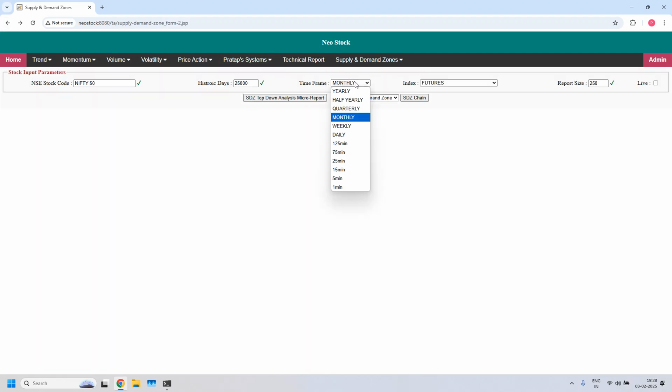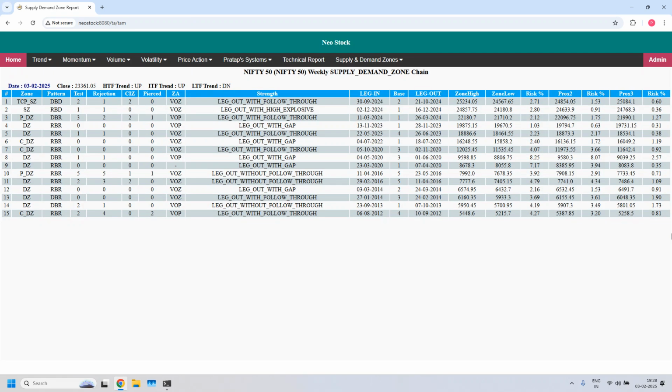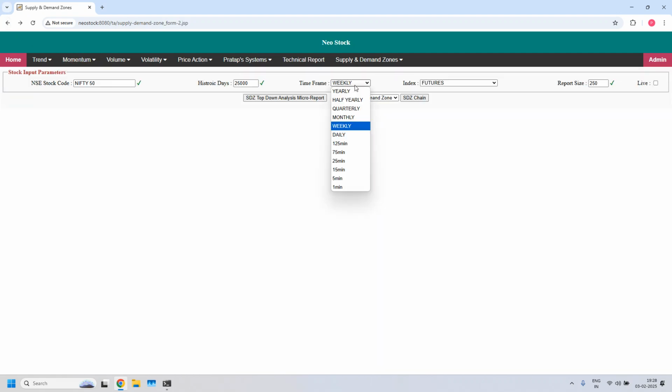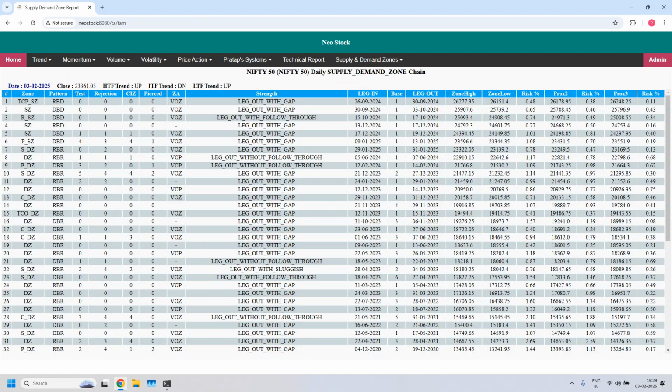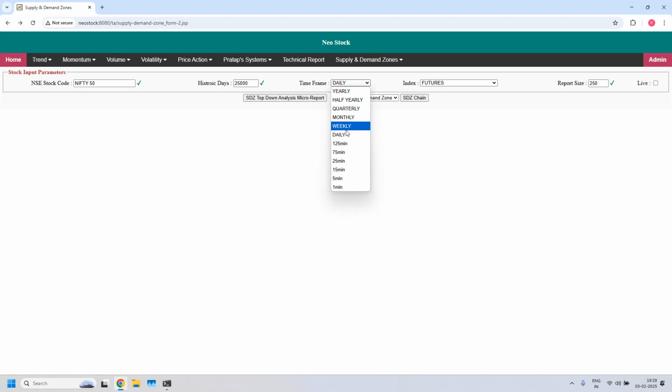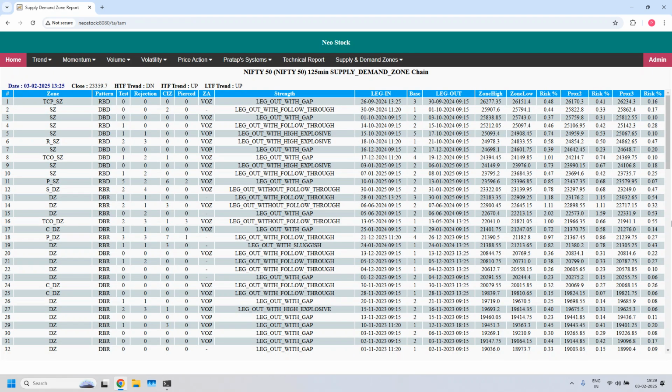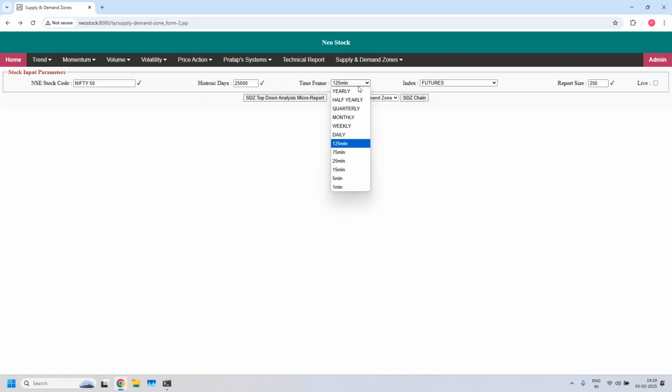Okay, next, weekly supply demand zone chain for NIFTY. Next, daily supply demand zone chain for NIFTY. Next, 125 minute supply demand zone chain for NIFTY. Next, 75 minute supply demand zone chain for NIFTY.